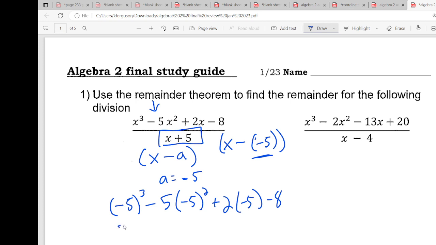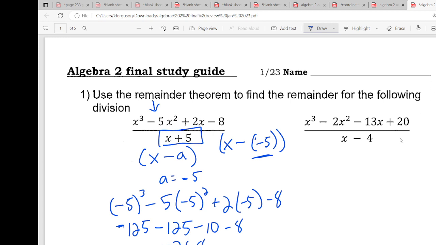Well, negative 5 to the third power is negative 125 because it's negative 5 times negative 5 times negative 5. Then here, negative 5 to the second power is positive 25, but then positive 25 times negative 5 is another negative 125. Then 2 times negative 5 is negative 10, and then I've got negative 8. So negative 125 plus negative 125 is negative 250. Negative 250 minus 10 is negative 260. Negative 260 minus 8 is negative 268. So that's negative 268, and that would be my remainder. Does anybody have any questions?